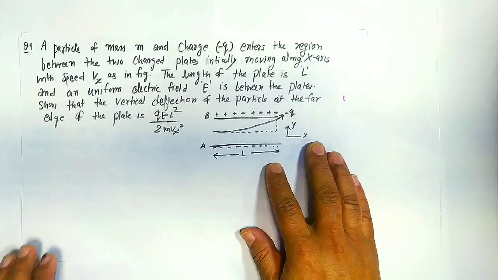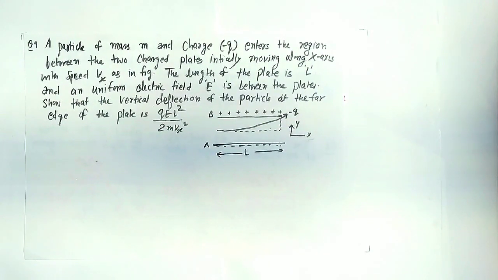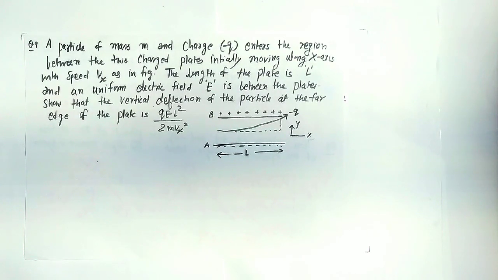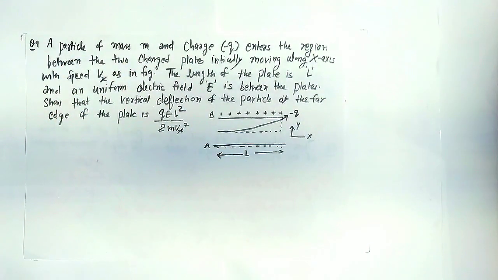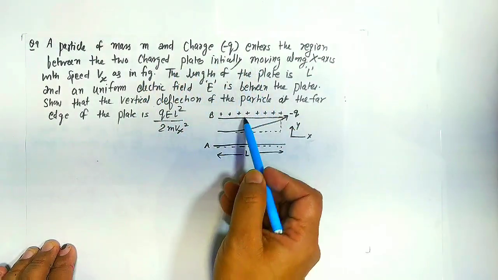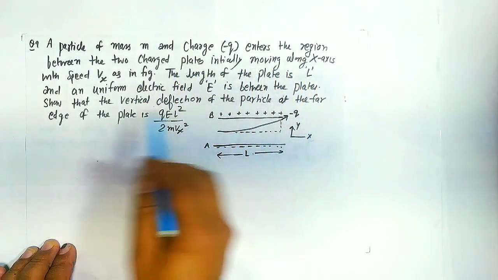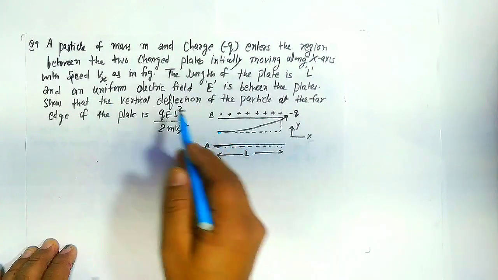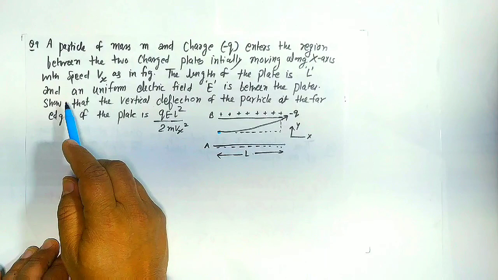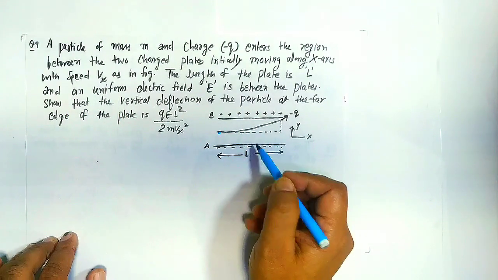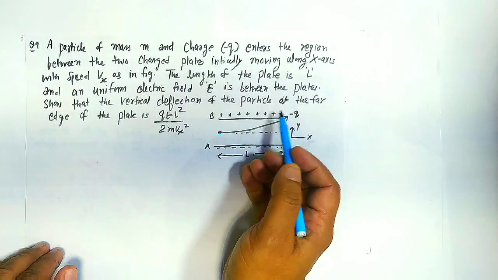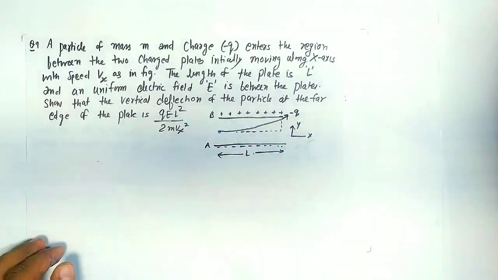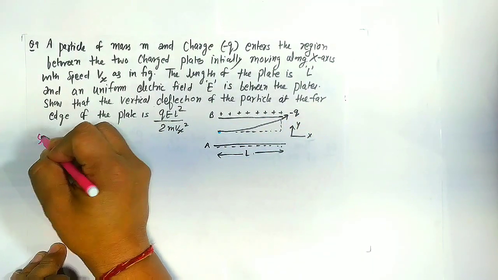Now question number 9. Question number 9 is from the NCERT book, and this question is also very important. You see the figure and just read out the question: a particle of mass m and charge minus q enters the region between the two charged plates, moving along the x-axis with a speed vx as in the figure. The length of the plate is L and a uniform electric field is between the plates, positive and negative. So what we have to see is the vertical deflection of the particle at the far edge. An important question here.